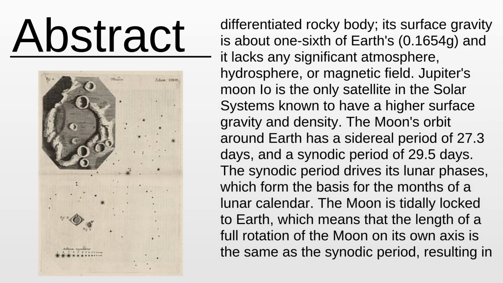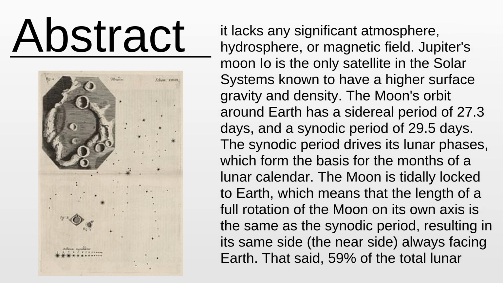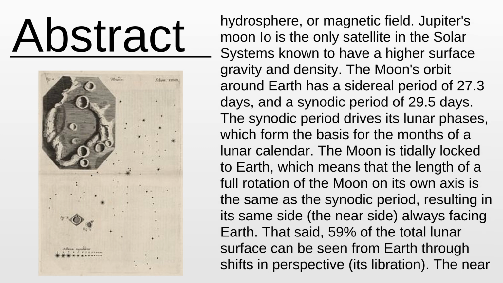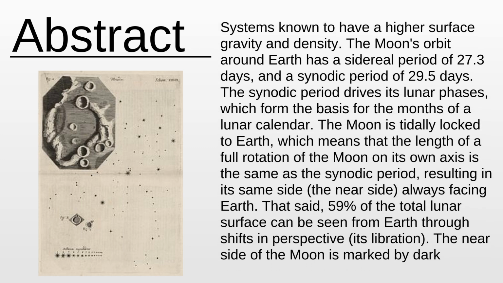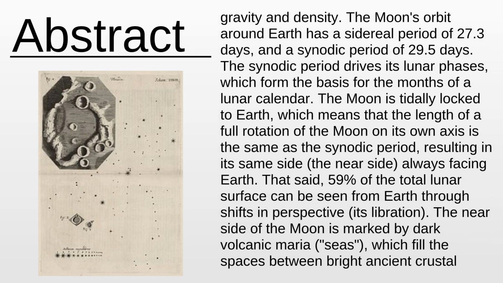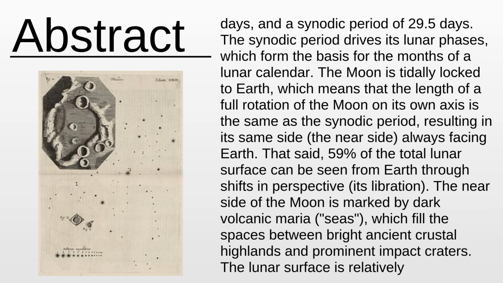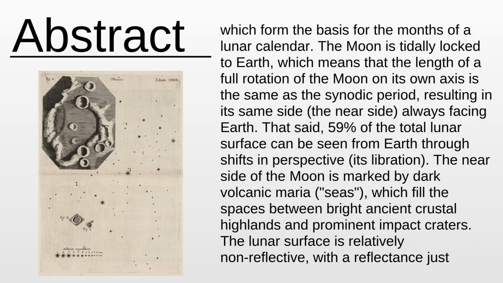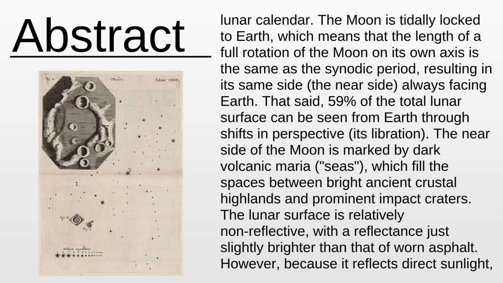Its surface gravity is about 1/6 of Earth's, 0.1654 g, and it lacks any significant atmosphere, hydrosphere, or magnetic field. Jupiter's moon Io is the only satellite in the solar system known to have a higher surface gravity and density. The Moon's orbit around Earth has a sidereal period of 27.3 days, and a synodic period of 29.5 days. The synodic period drives its lunar phases, which form the basis for the months of a lunar calendar.